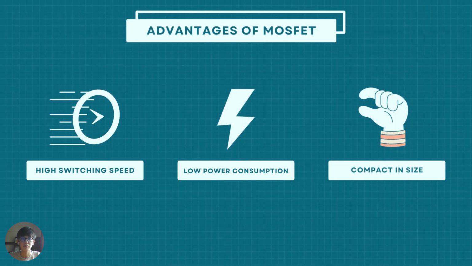So why we use MOSFET is because of these three advantages. First of all, it has high switching speed. Second, it has low power consumption, and most importantly, it's compact and small in size.